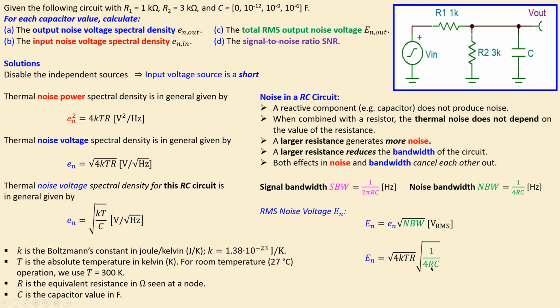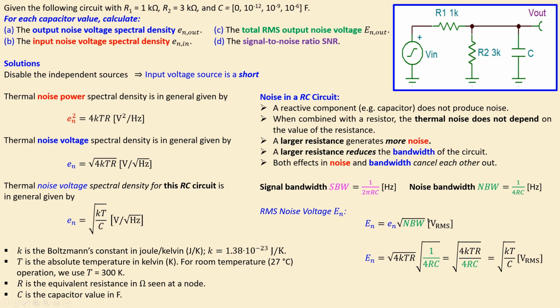Again, these two R's are the Thevenin resistances seen between the nodes of my capacitor, which is the parallel combination of R1 and R2. By simplifying this expression, I can divide out the two fours in the numerator and denominator, and also the R, so I have a simplified expression given by the square root of kT over C, in RMS. So this proves that the RMS noise voltage of the output is independent of the value of the resistance.